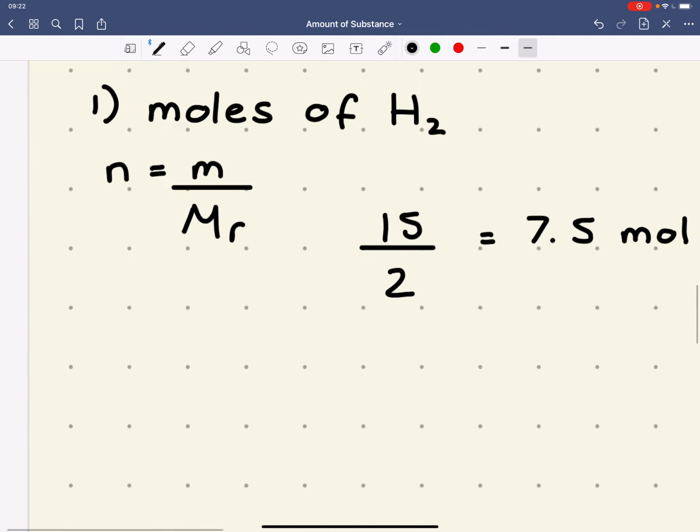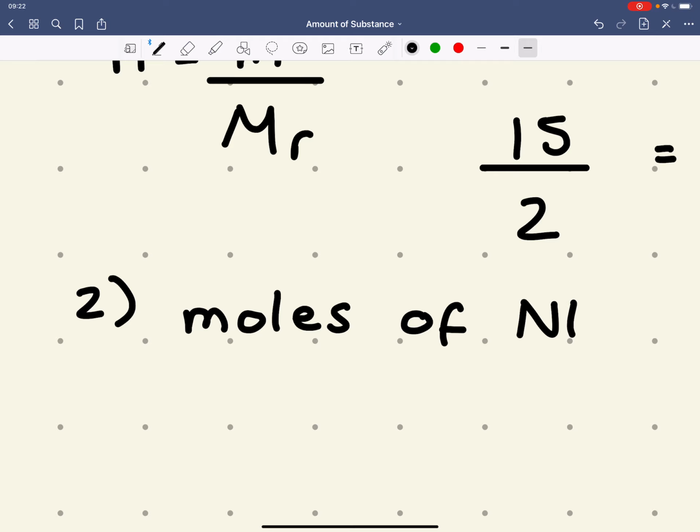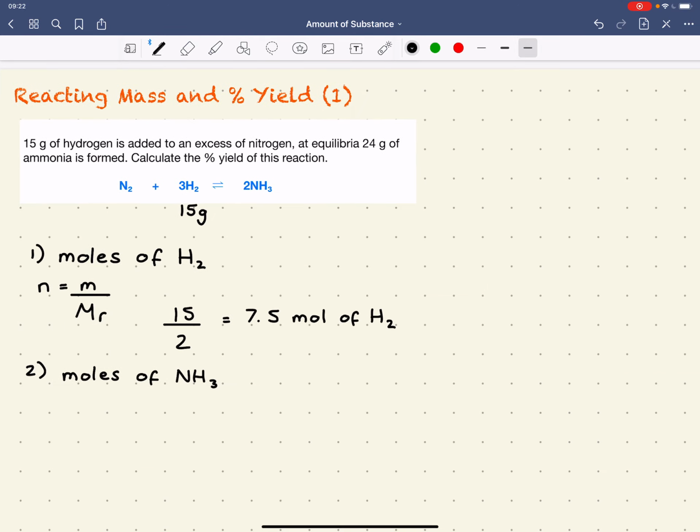The second step in these type of calculations is to work out the number of moles of the unknown, what we're trying to find out. So working out moles of ammonia. Now, when we're doing this step, we have to look at the mole ratio. And we can see here that 3 moles of hydrogen will make only 2 moles of ammonia. So the mole ratio here is 3 to 2.